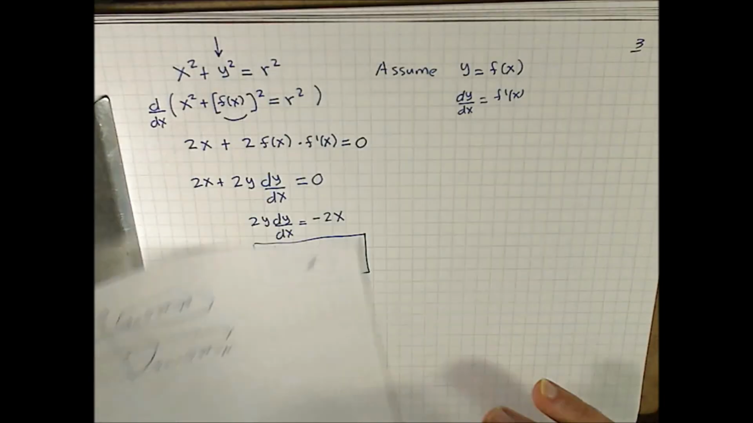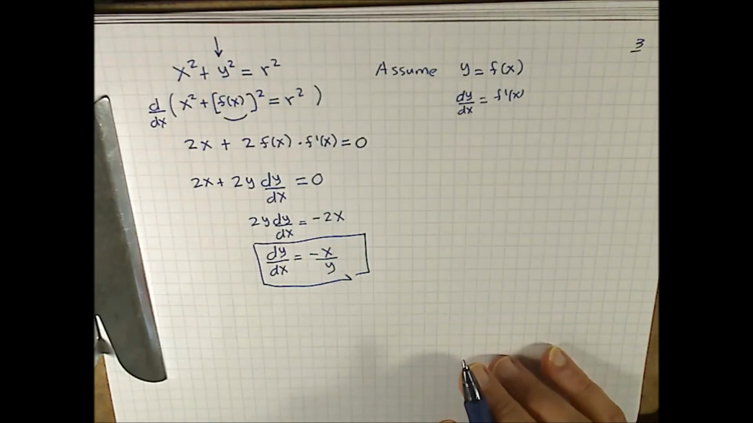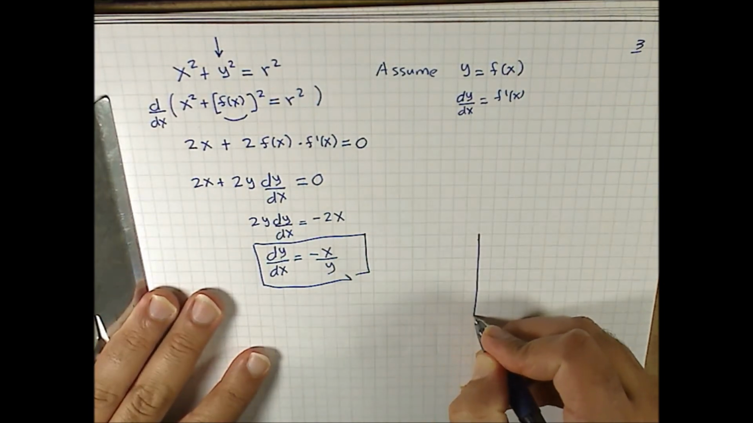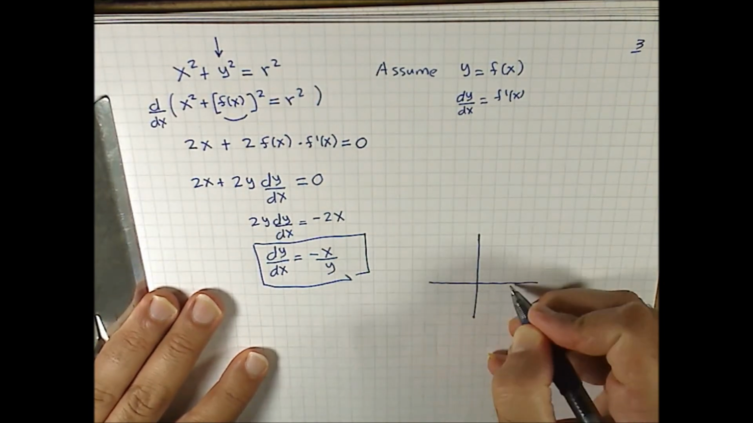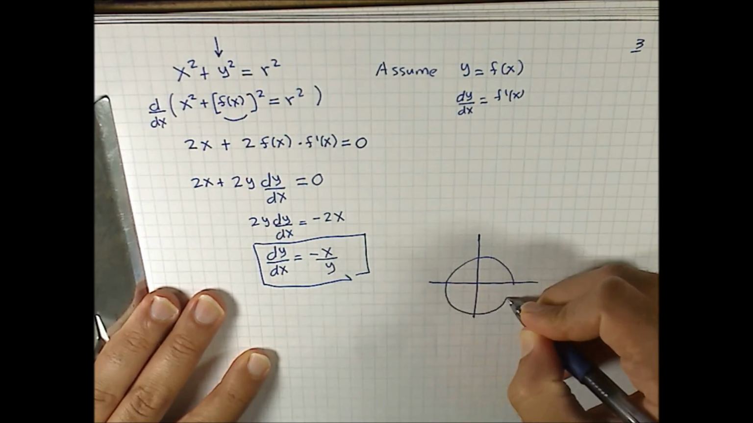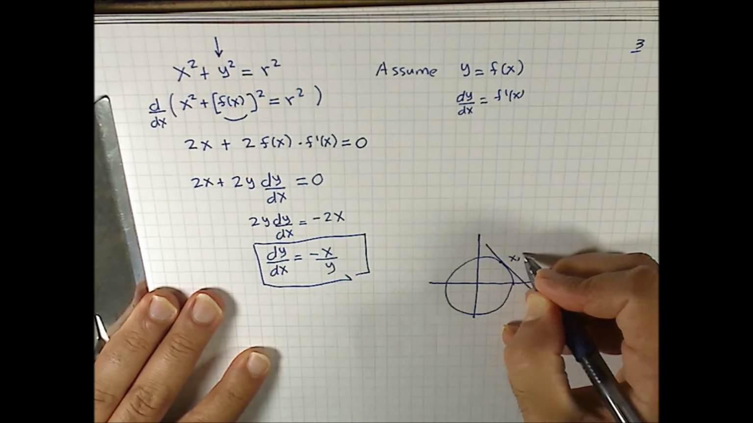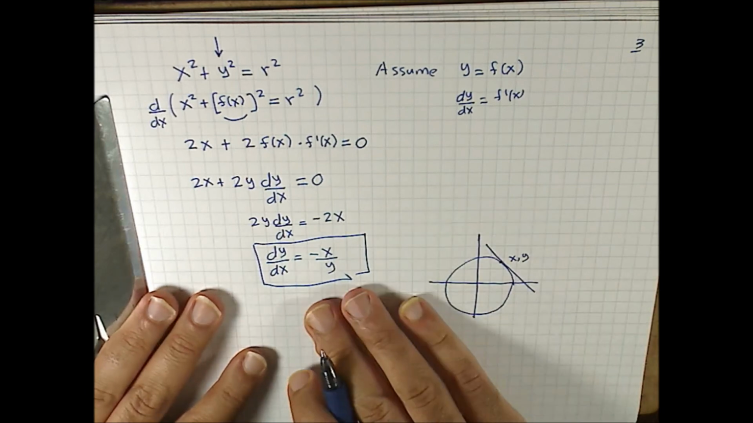In fact, implicit differentiation is a special case of the chain rule. So all we're doing when we do this is we're finding the slope of the tangent line at a certain point on the circle. So if this is, say, (x, y), this process finds the slope of the tangent line.